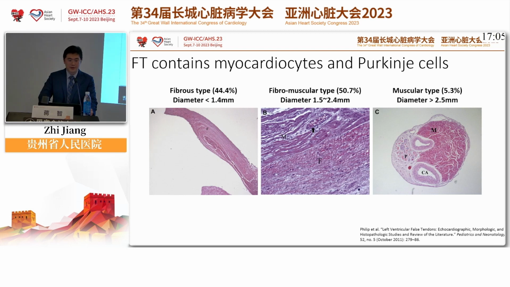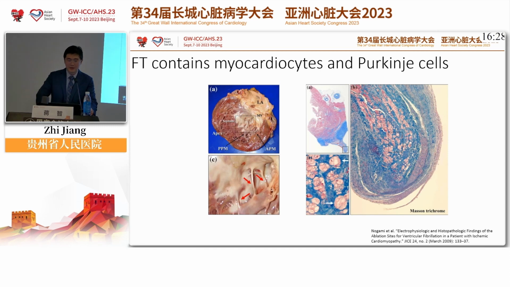The first is the fibrous type, which occupies nearly half of the false tendons and has a diameter less than 1.4 millimeters. This type has no myocardium within it. The second is the fibromuscular type, over half, with a diameter of 1.5 to 2.4 millimeters. And the last one is the muscular type. It contains two types of conductive tissue, the Purkinje cells and the myocardial cells. In this type, the diameter was the longest, over 2.5 millimeters.